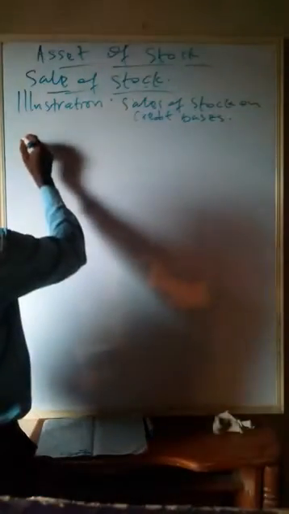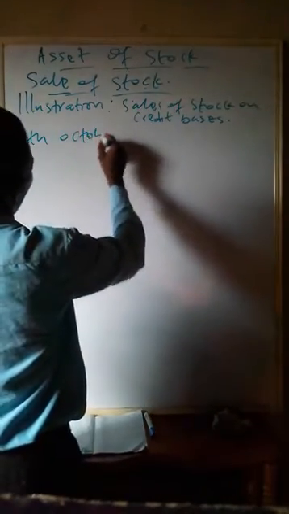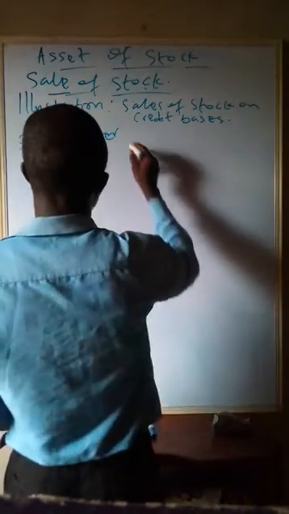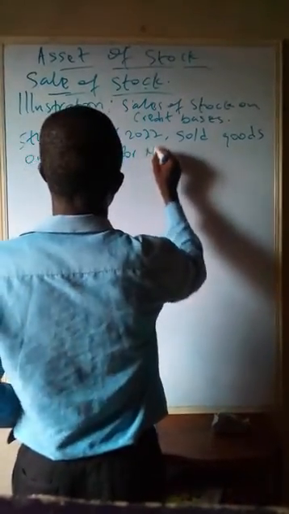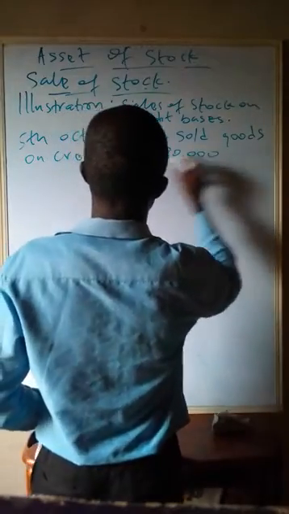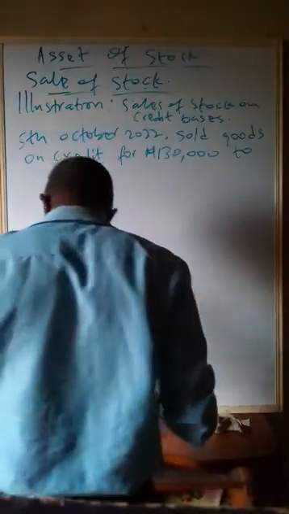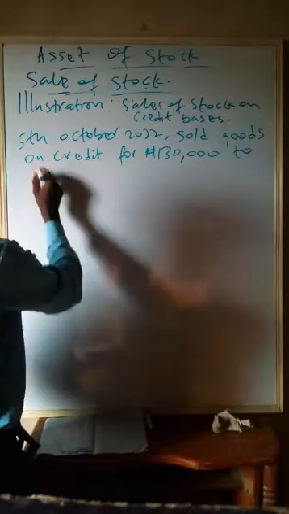Illustration. 5th October 2022. Sold goods on credit for 130,000 naira. This is Nigerian currency. To K John.